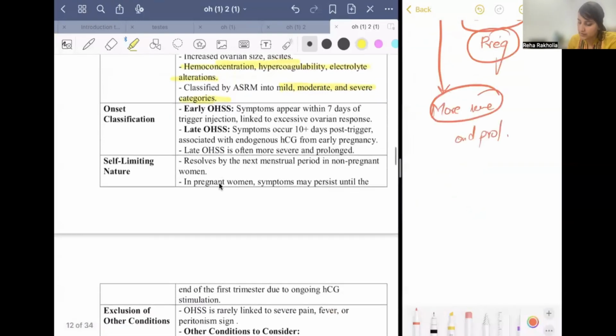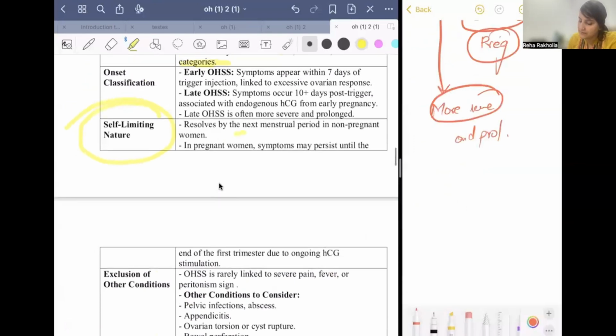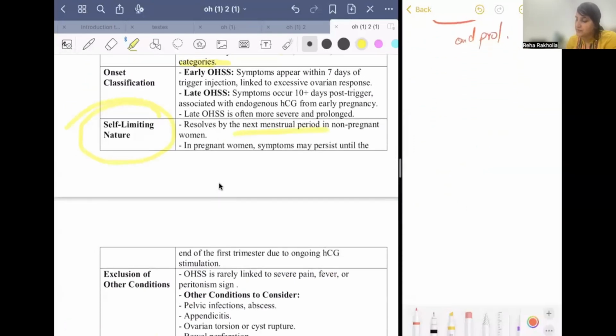OHSS is usually self-limiting in nature. In non-pregnant women, it resolves by the next menstrual period. However, in pregnant women, symptoms may persist until the end of the first trimester, driven by ongoing hCG stimulation.